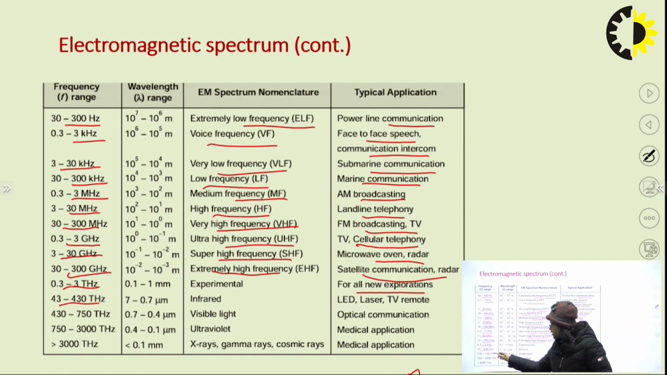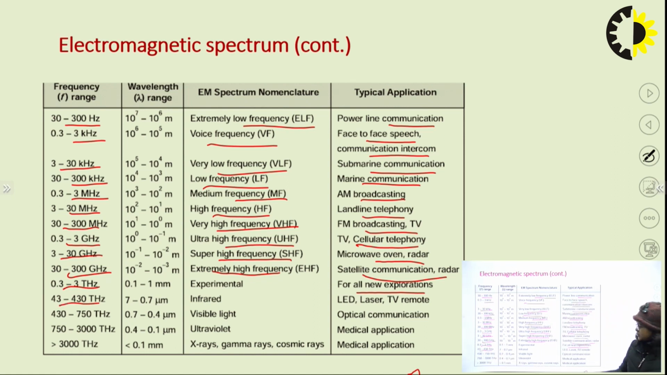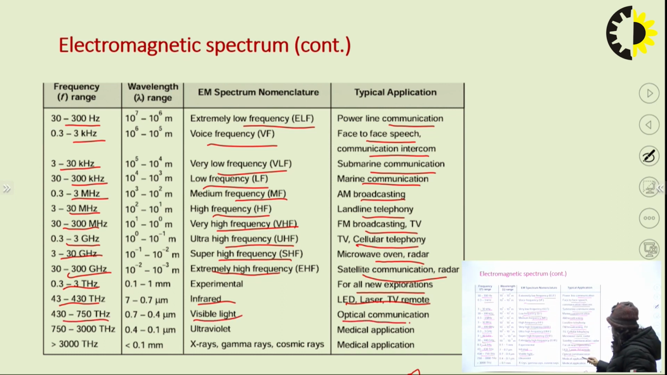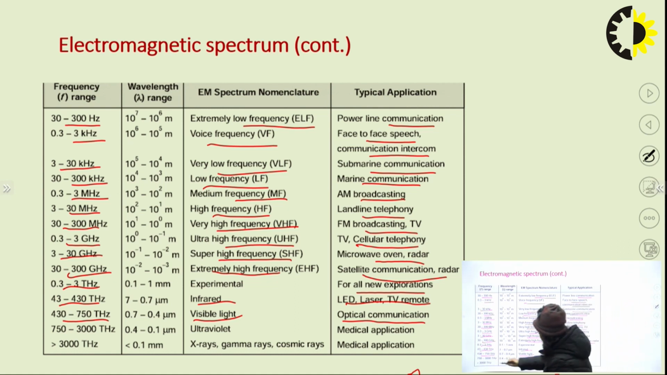43 to 430 terahertz is the infrared range and is used by LED, laser and TV remote sensing. 430 to 750 terahertz is visible light and is used by optical communication. 750 to 3000 terahertz is the ultraviolet range and is used for medical applications.